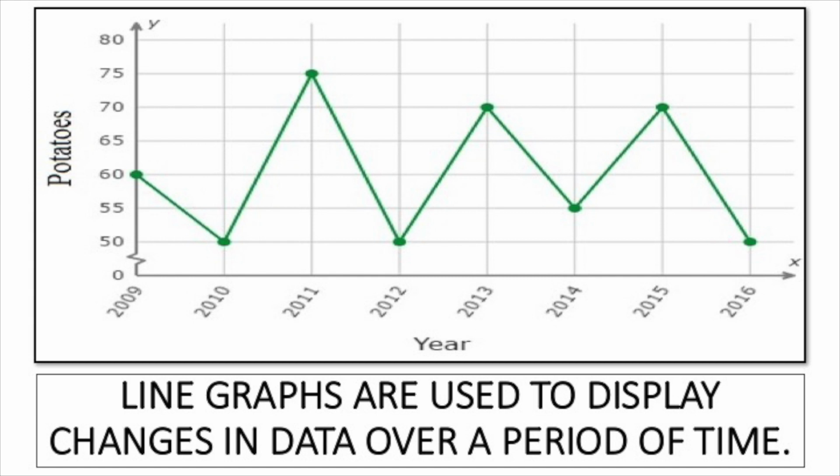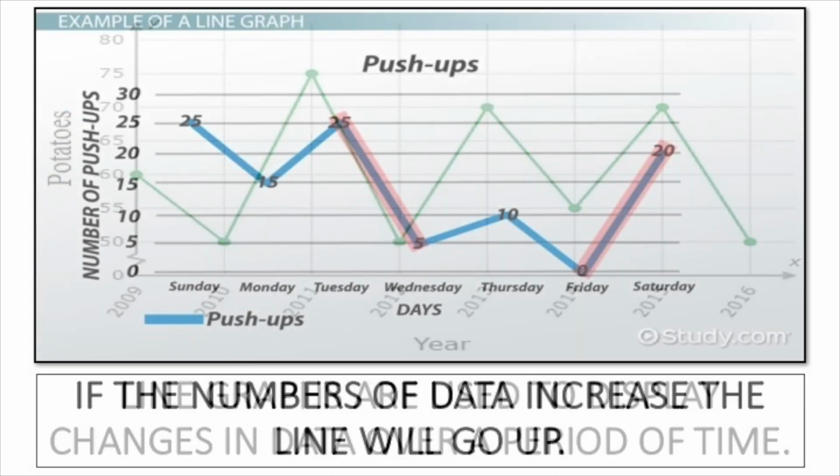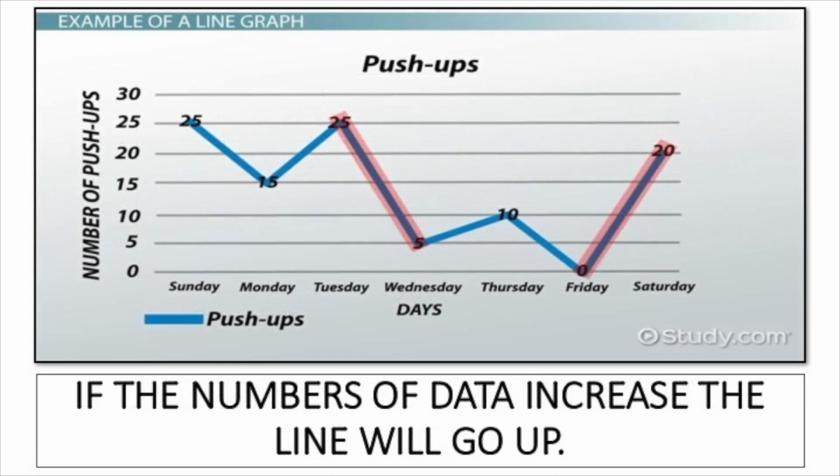Well, how about in 2011? The line goes up, 75. So you see the line goes up. And then how about 2012? 50. Back to 50 again. So the line goes up for more sales and then goes down for least sales. If the numbers of data increase, the line will go up. Like for here, from 15 to 25, the line goes up.